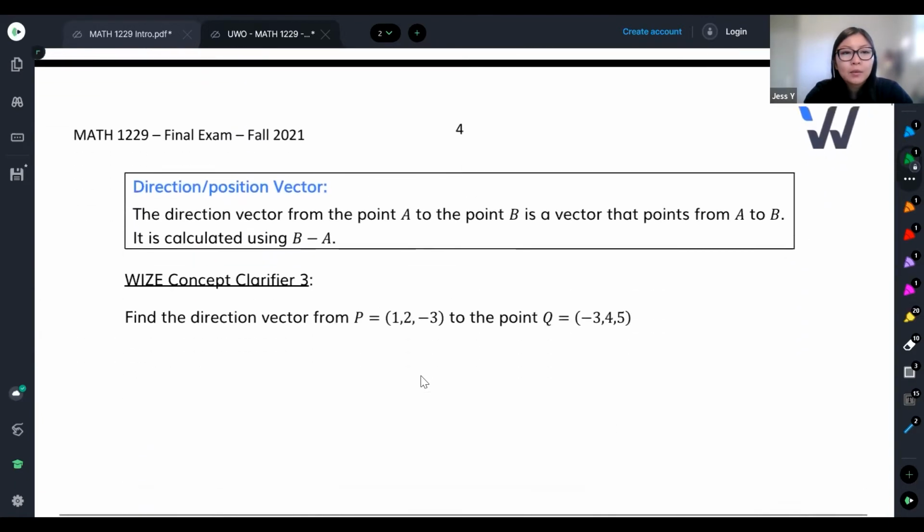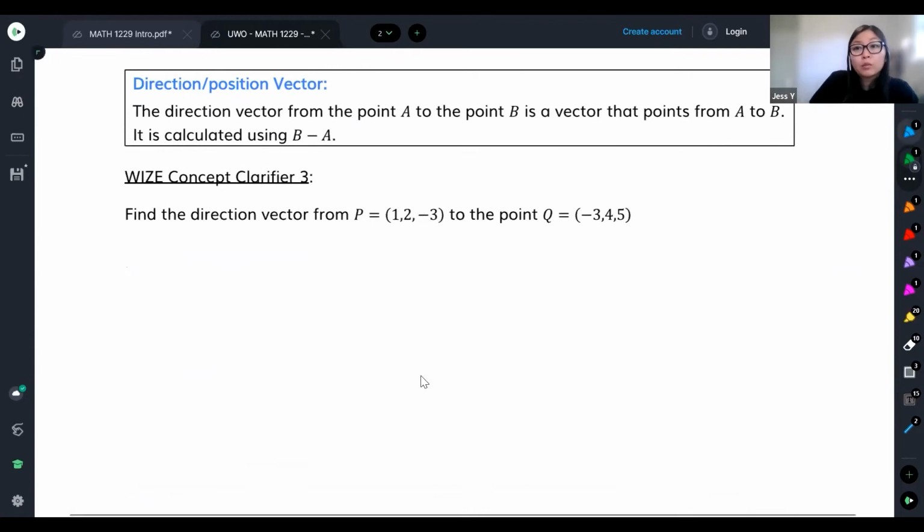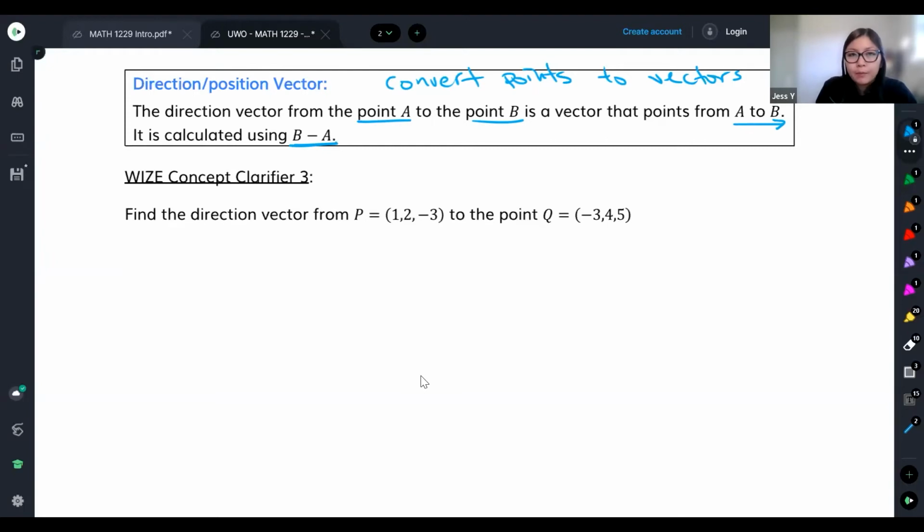All right, next up, direction or position vector. Depending on which prof you have, they might call it different things, but pretty much this one is how do you convert points to vectors? That's what I like to think about this one. So if in the question they give you points, for example, point A and point B, and they want you to find the vector going from A to B, what we're going to do is calculate that doing B minus A. We subtract backwards. A lot of students make this mistake on the test, on the final exam, and then they get the negative of the answer that's correct.